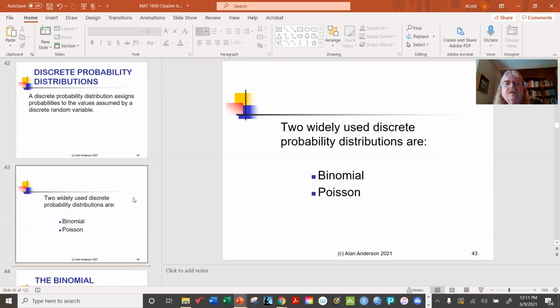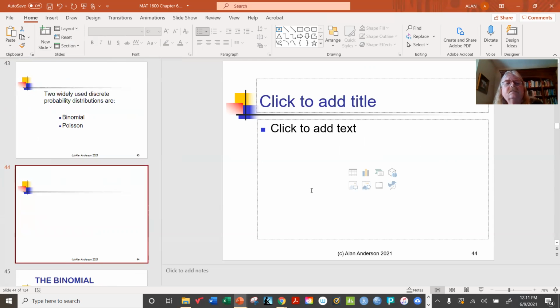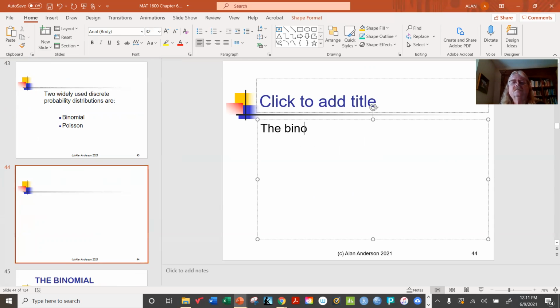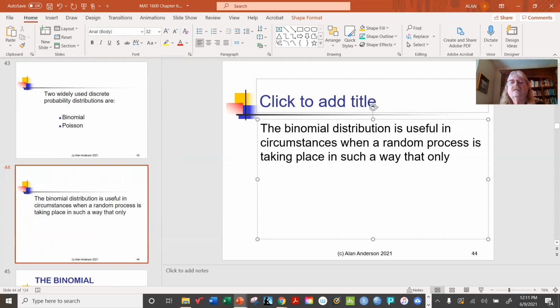So the binomial distribution is useful in circumstances when a random process is taking place in such a way that there are only two possible outcomes.